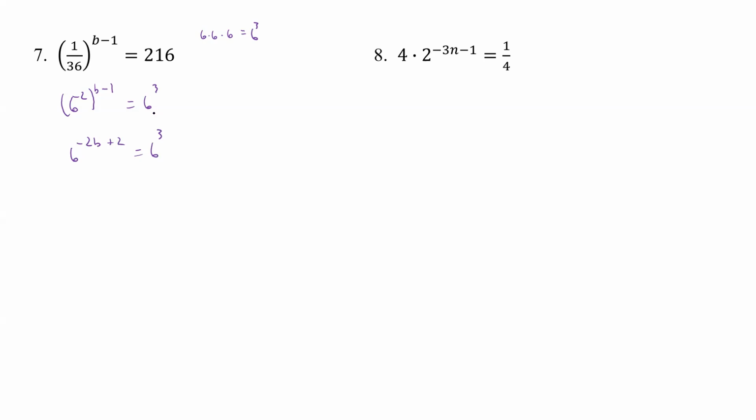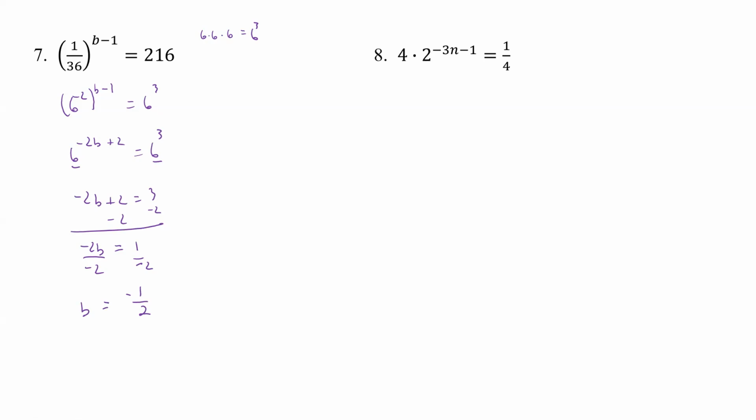And now we just set those two equal on the exponents, because now we have like bases. And so we subtract 2: negative 2b equals 1, divide by negative 2. And so b is equal to negative 1/2. Okay.